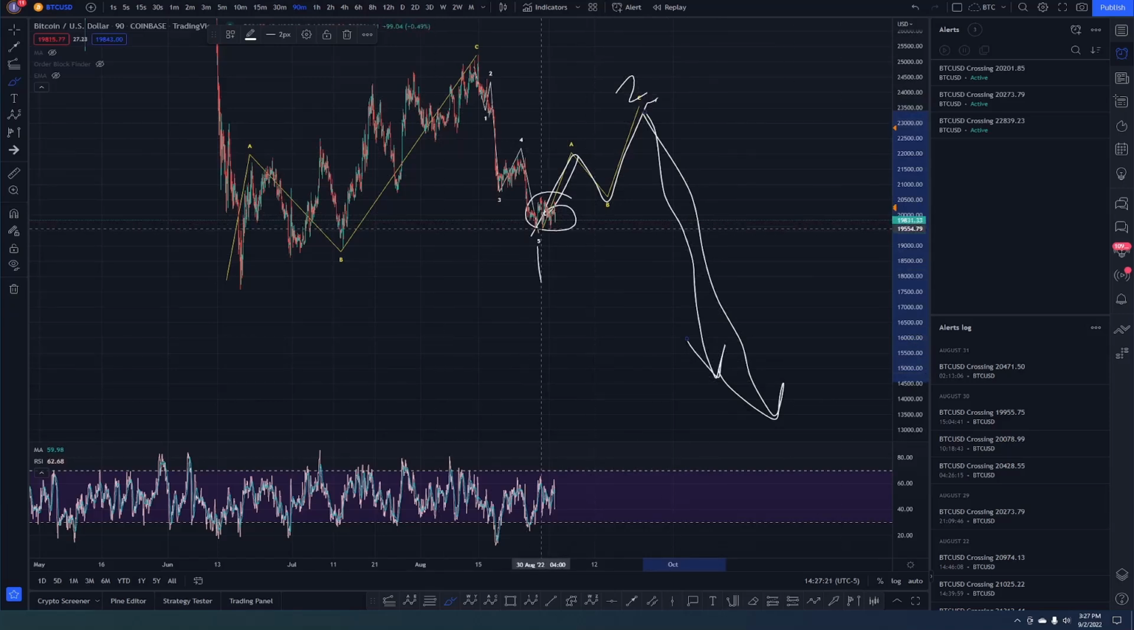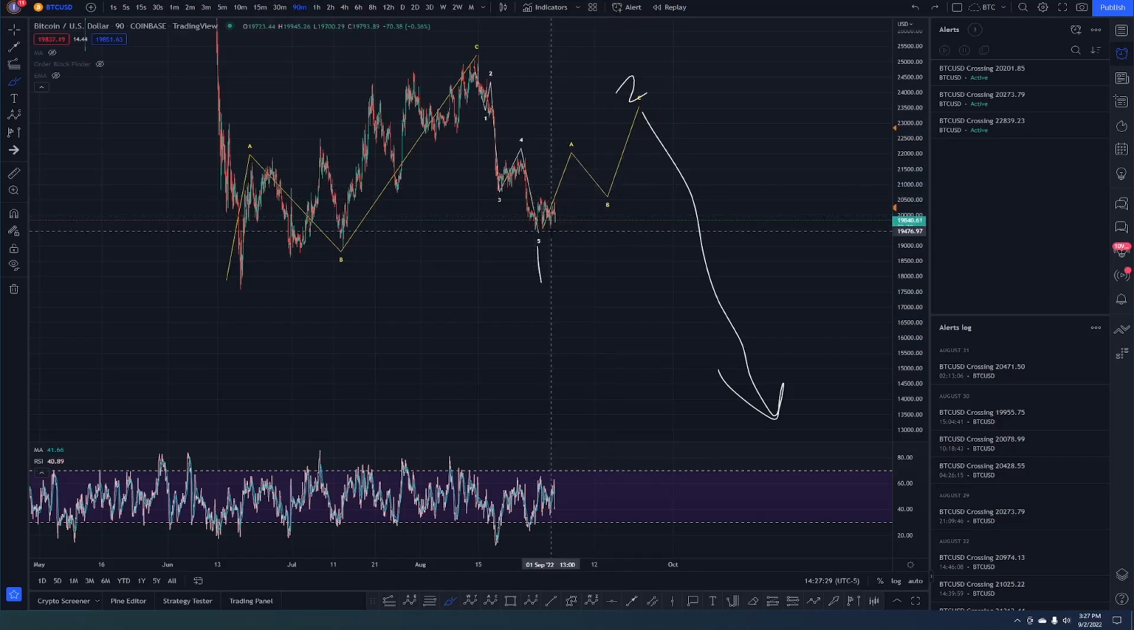So we've got a lot of overlap here. The question is, are we going to go sideways right in here? Is this going to start trending up next week? And are we going to start moving up for an A wave and then a B and then a C? How is that going to play out, right? Or not? So I don't know.